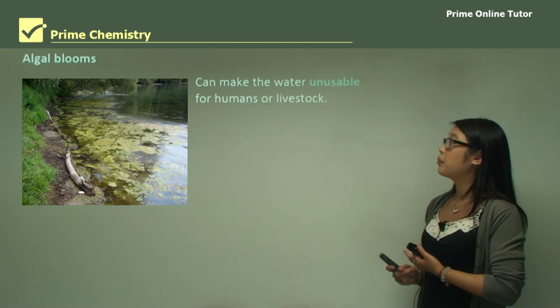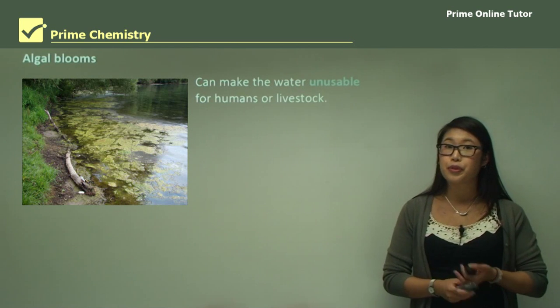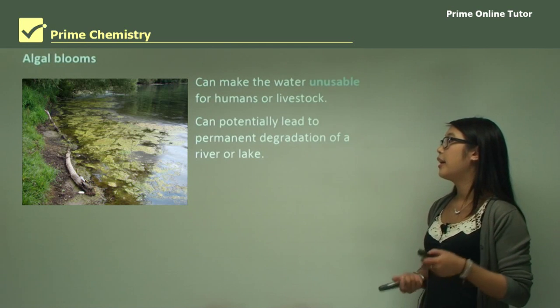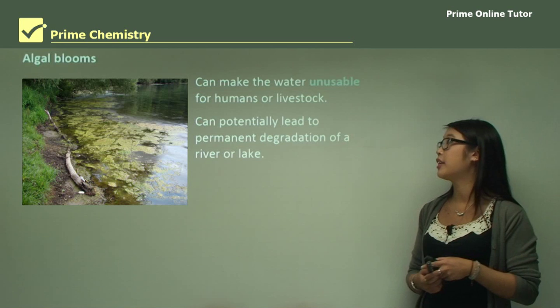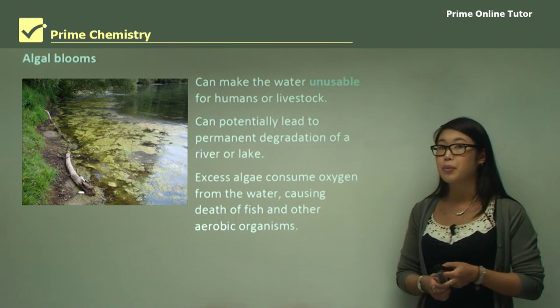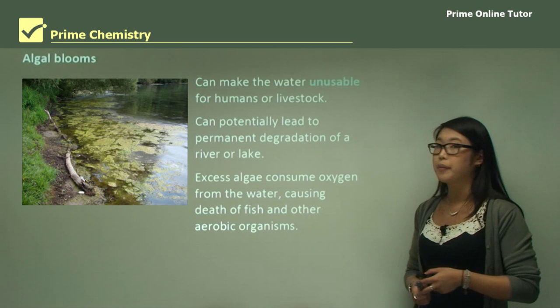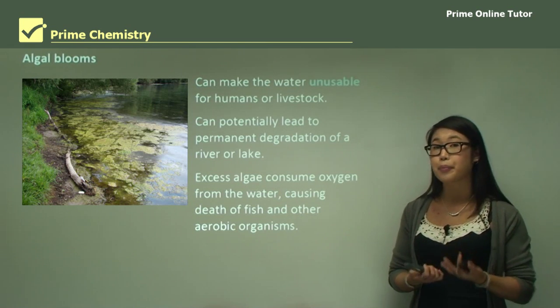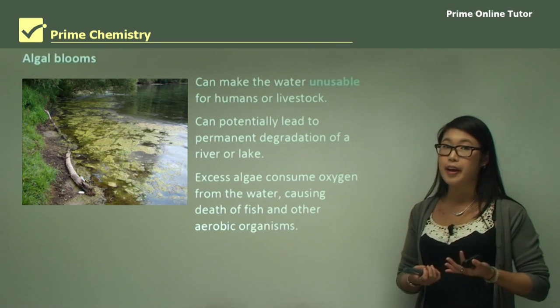So algal blooms can make the water unusable for humans and for livestock, so that means we can't drink it. It can potentially lead to permanent degradation of the river or lake, and it also can consume oxygen from the water. So if we're going to starve fish of oxygen, they can't breathe, and therefore they're going to die.